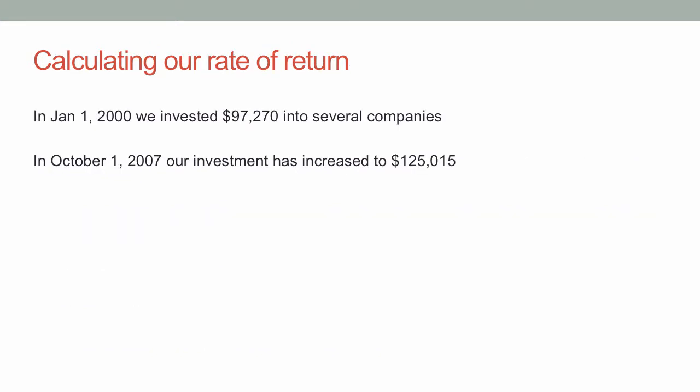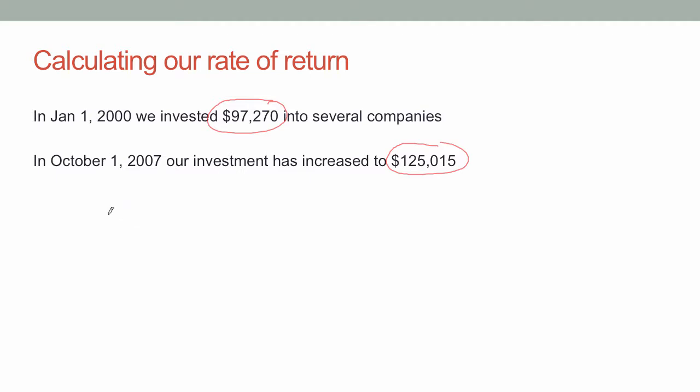All right, let's do a little bit of math. So we've got some stocks, we've got some numbers. Let's calculate our rate of return. In January of 2000, we invested $97,270 into several companies. Nearly 7.5, almost 8 years later, our investment has increased to $125,015. So our rate of return, a rate involves a percentage. We want to know, well, what percentage did you make? So let's figure out how to calculate that.